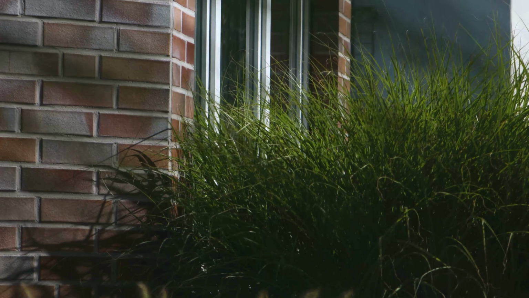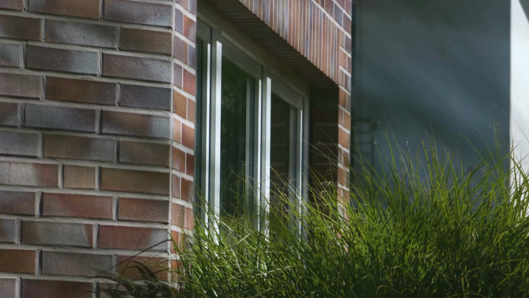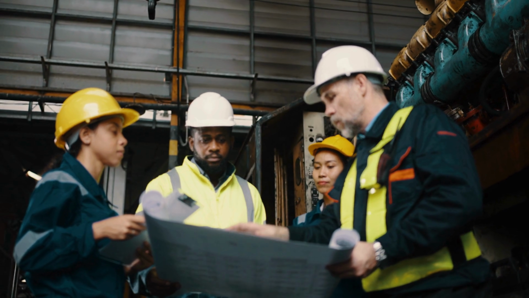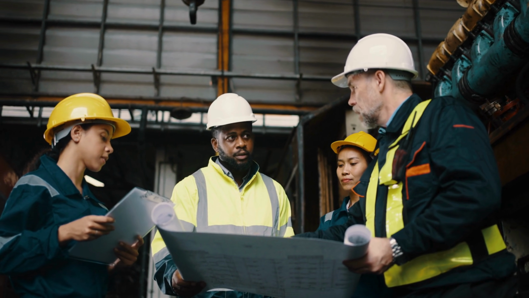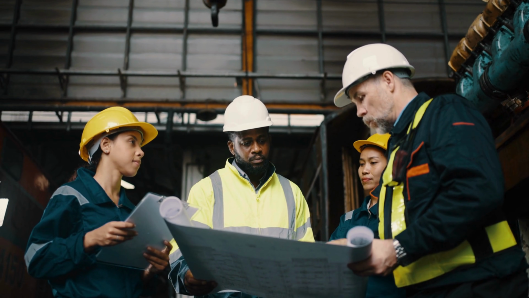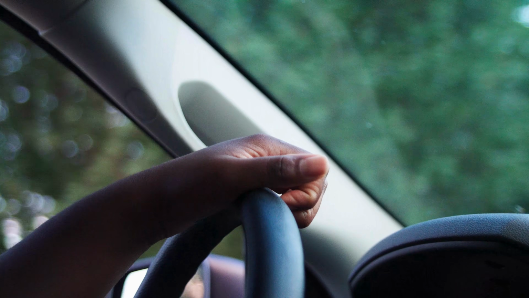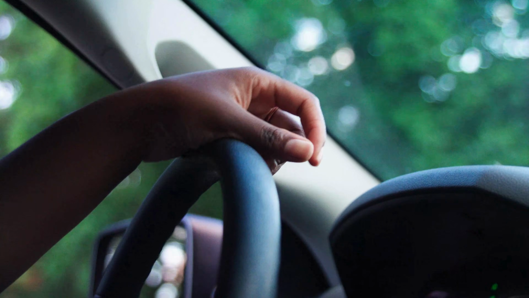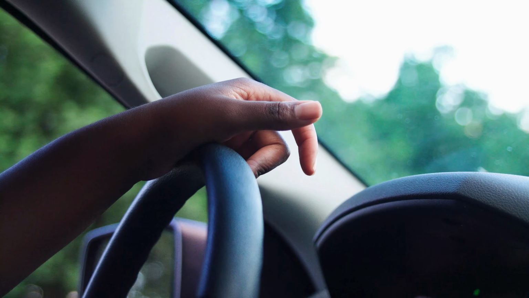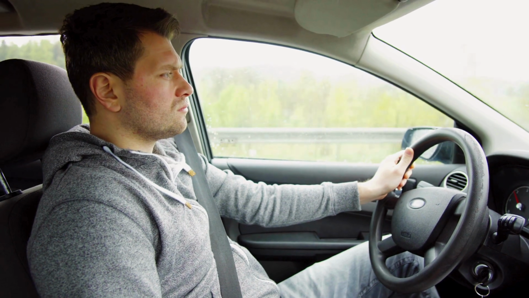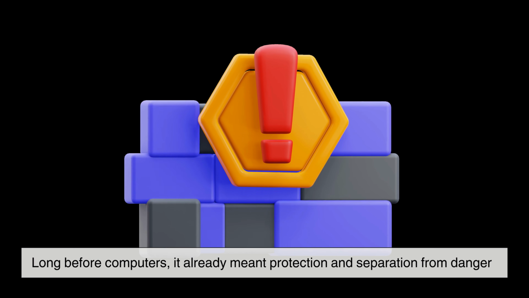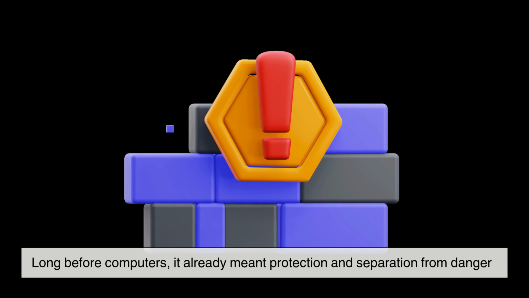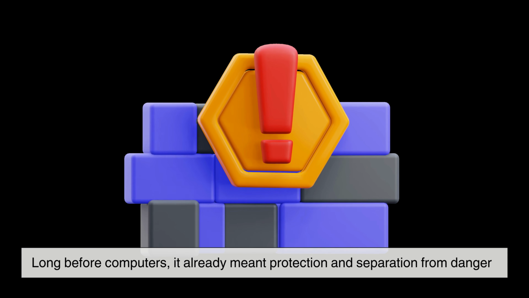As industrial technology advanced, so did the complexity of buildings. Engineers and architects began incorporating firewalls into the design of vehicles, ships, and even early aircraft. For example, in cars, a firewall is the barrier between the engine and the passenger cabin. If the engine catches fire, it protects those inside. Long before computers, it already meant protection and separation from danger.